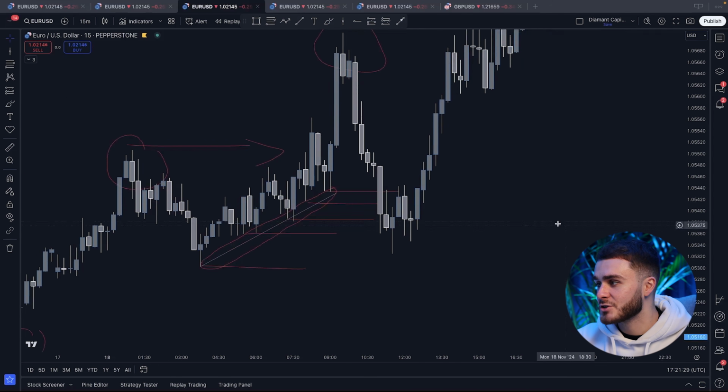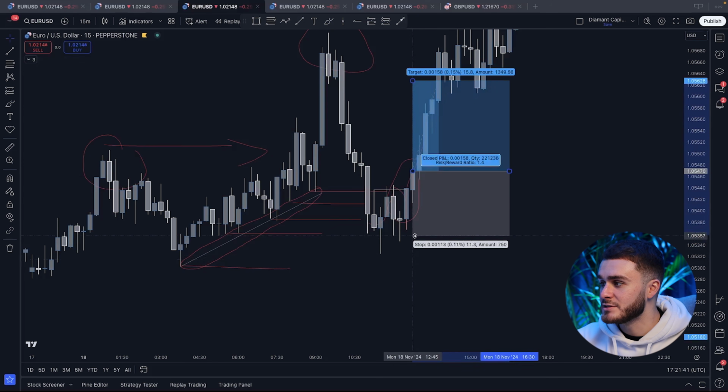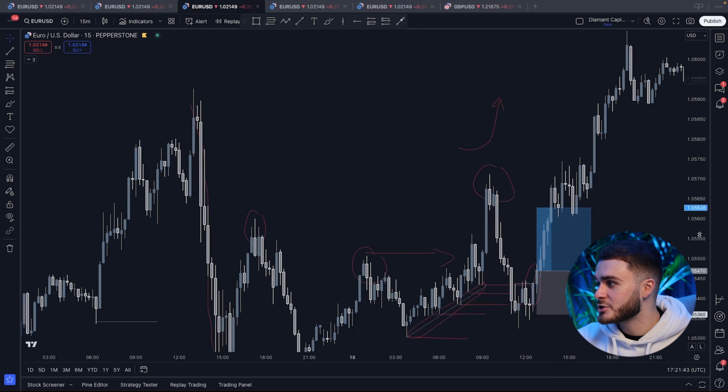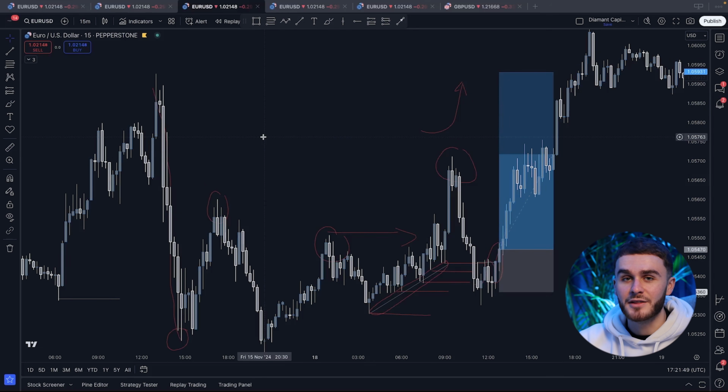How do we actually enter on these trades? All you're going to be doing is you're going to look for a minor change of character, this little pullback over here, and then finally get into some of the price action over here. And that is finally where you're going to be getting into your trades. And as you can see, it's pretty much just aiming for something as clean as this. Aiming for the high at first, and then obviously the next liquidity point right at the top. So that's going to be part 2.